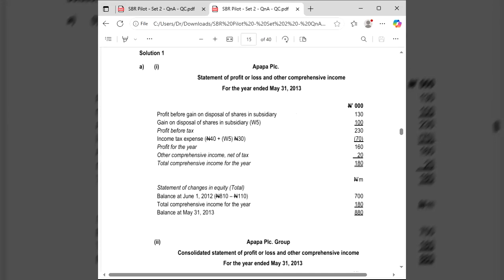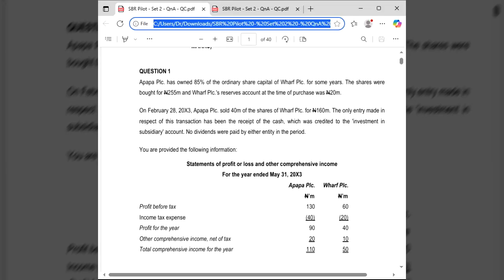Now let us quickly look at the first line item, which is profit before gain on disposal of shares in subsidiary. Here we have a profit before gain on disposal of shares in subsidiary of 130 million naira, and this amount is quoted just because we saw it in the statement of profit or loss and other comprehensive income of Apapa PLC, and I'm referring to this. So this is the figure for those of us who are looking at their screen right now.